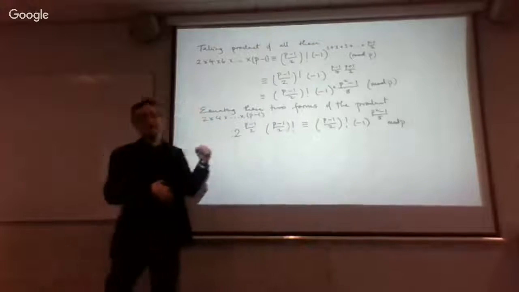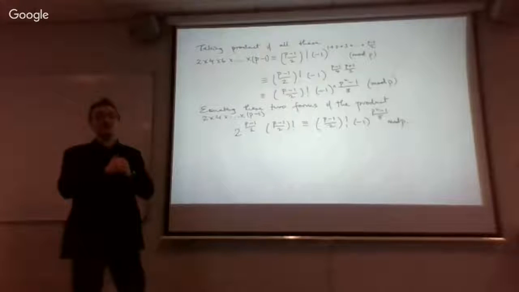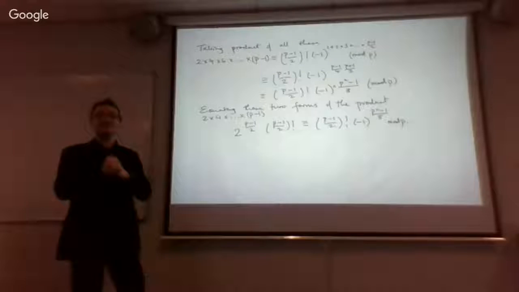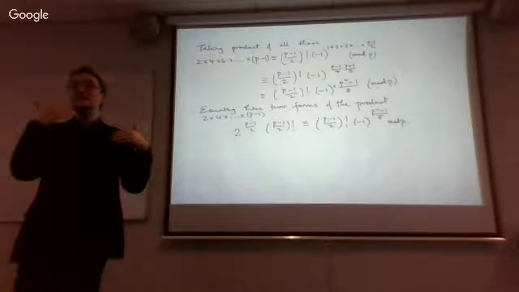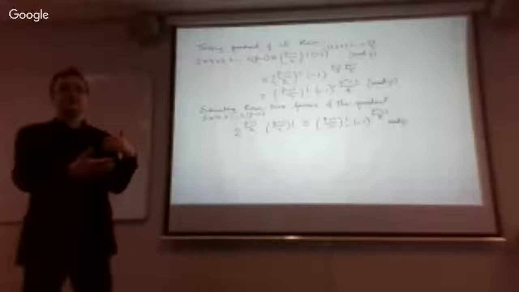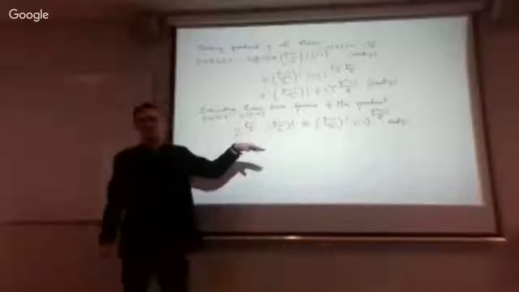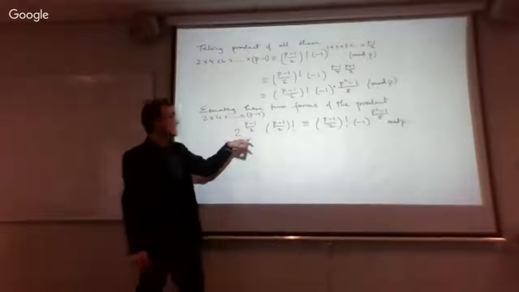Does it have an inverse modulo p? What's the criterion for having an inverse modulo p? What's the test you have to pass in order to have an inverse modulo n, modulo anything? You have to be co-prime to the modulus in order to have a multiplicative inverse. Now p is a prime number, so everything less than it is co-prime to it, because p doesn't have any factors apart from itself and 1.